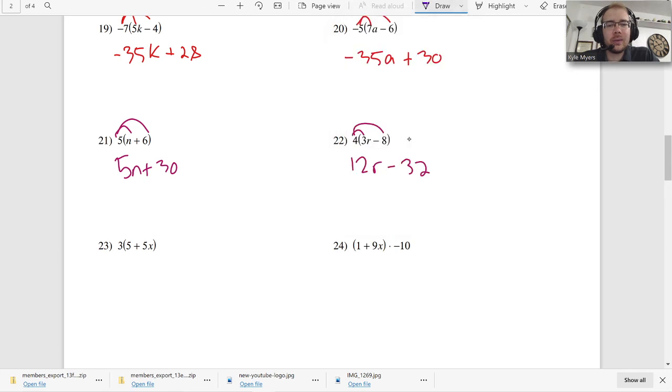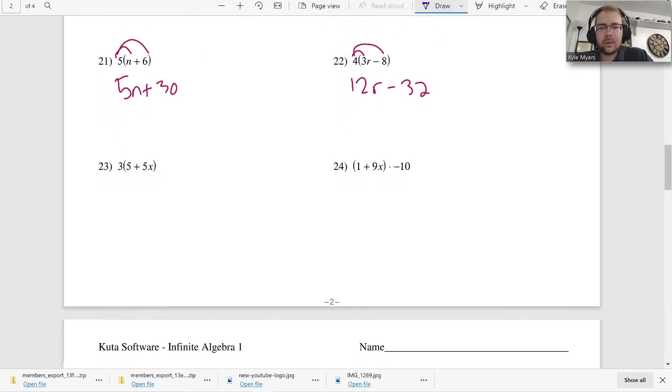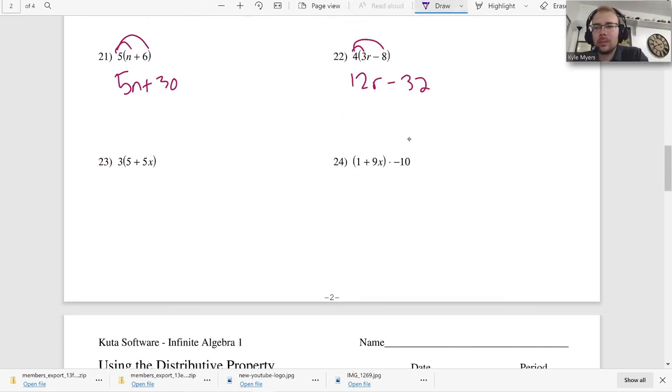Let me go ahead and go this way now. And what do we have left? Oh, that's it. These are the last 2 problems. All right, let's knock these out, and then we'll look at the answers. Make sure we're good to go here. And we'll wrap this thing up. 15 plus 15x. Look at that. And -10 × 1 is -10. -10 × 9 is -90.